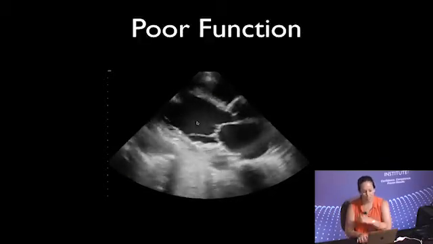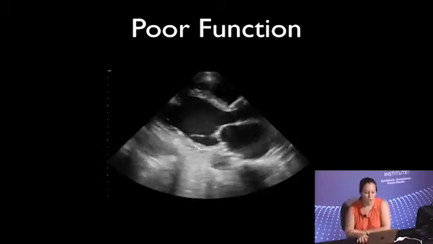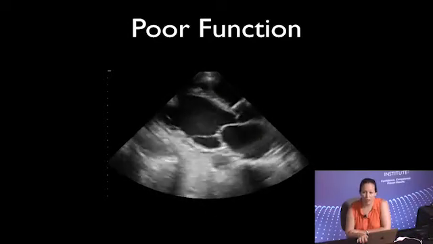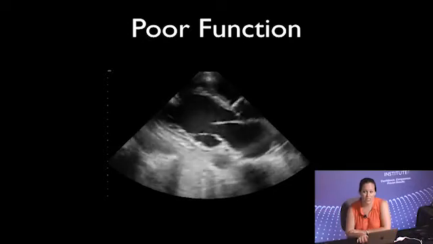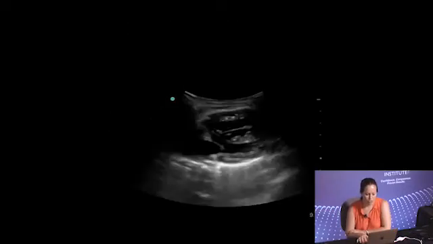So this is a very sad heart. So that's pretty poor function. And this is a pediatric patient, and this function was not known. This kid had a prior echo a month before and had normal contractility. So this was an immediate call to the cardiologist.